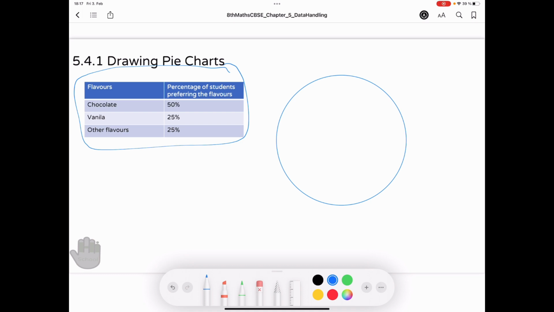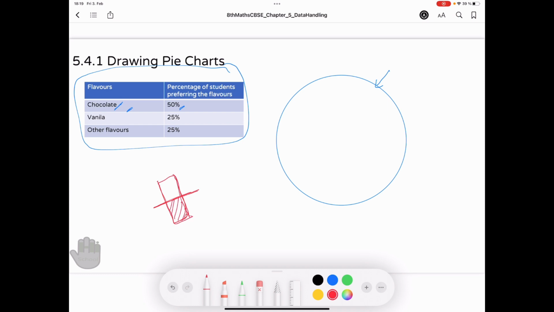Out of 100% of the students, 50% prefer chocolate flavor. Out of all the students, meaning out of this circle, 50% is going to be represented by chocolate flavor, and 25% by vanilla flavor. So how do we draw 50% of anything? We divide that thing into half. For example, 50% of this chocolate bar is half. Give me half of it. Give me 50% of it.